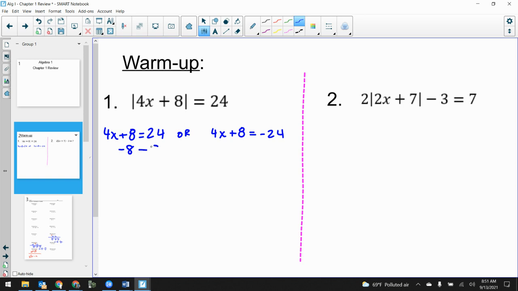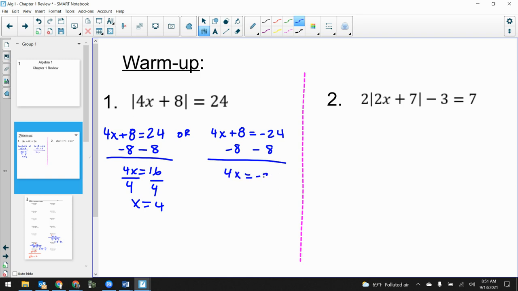I subtract the 8 from both sides, and I get 4x is equal to 16. Divide by 4, x is equal to 4. Subtract the 8 from both sides, I get negative 32. Divide by 4, I get negative 8. Those are my two solutions: positive 4, negative 8.